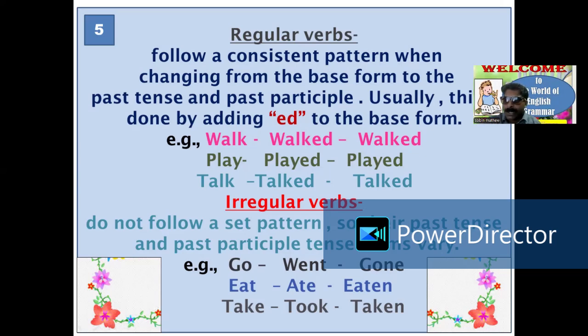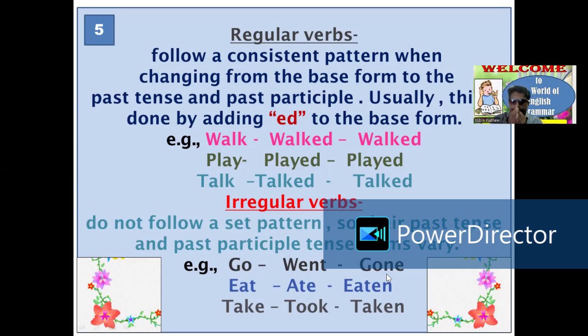But irregular verbs like go change differently. Instead of goed, G-O-E-D, we don't use goed. We say went in the past tense and gone in the past participle. Here, go, went, gone. Present form go, past form went, past participle gone.